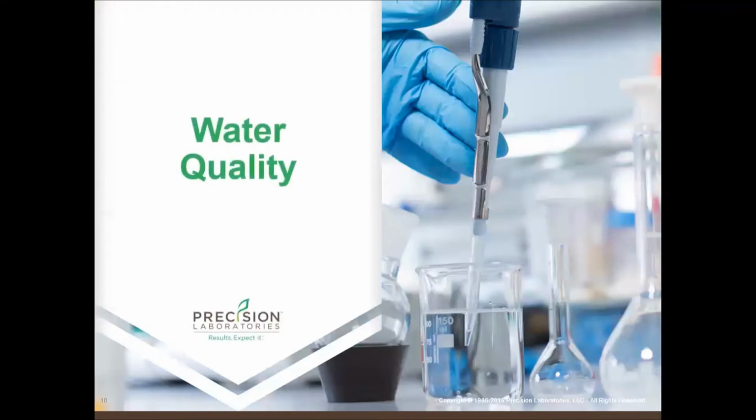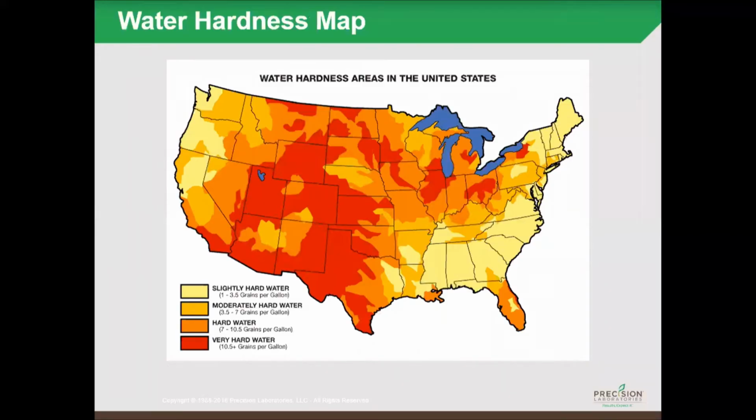As we look at things that impact our sprays, besides the surface tension of the water itself and getting better spray coverage with surfactants, we really should also be looking at water quality. In the United States, there's a lot of pockets of hard water, and that hard water can help tie up pesticides and actually break them down and make them less active.